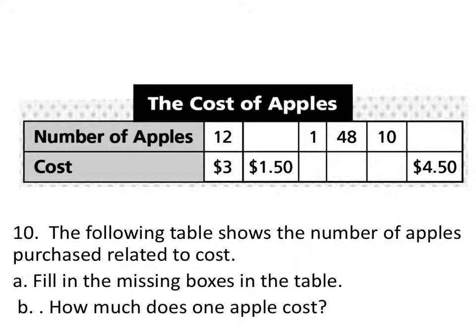Number 10, the following table shows the number of apples purchased related to cost. Fill in the missing boxes in the table, and how much does one apple cost? Well, here's what they tell us is that 12 apples will cost $3. And from here we see that $3 has been cut in half, which gives us $1.50. So if I were to cut the 12 in half, that would tell us how many apples we could purchase for $1.50, which would be 6.